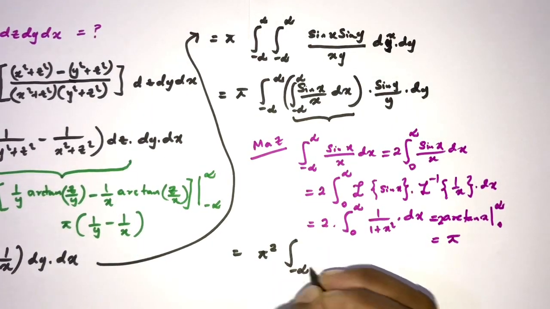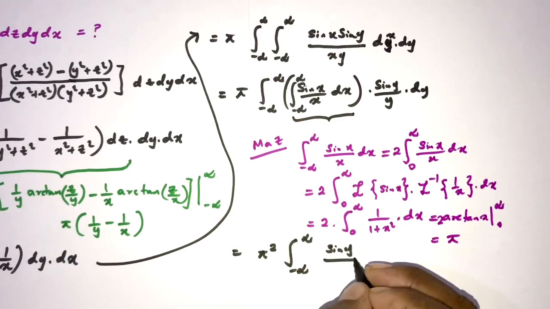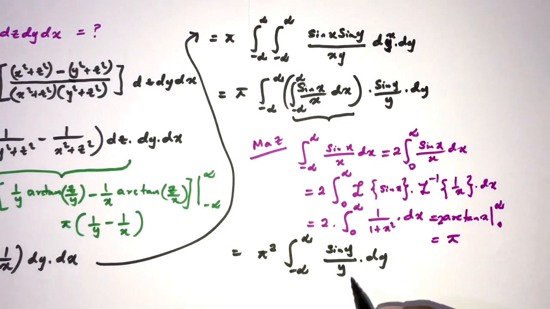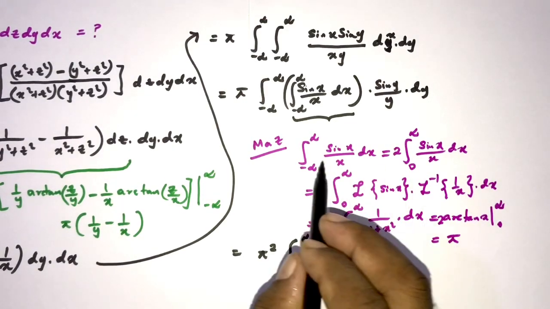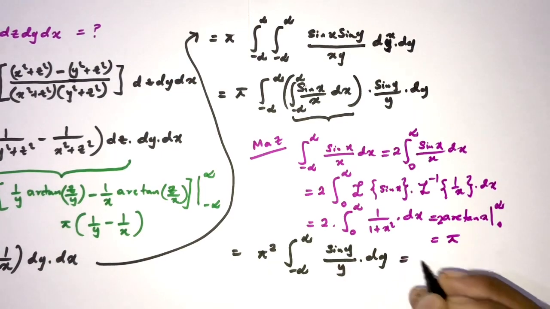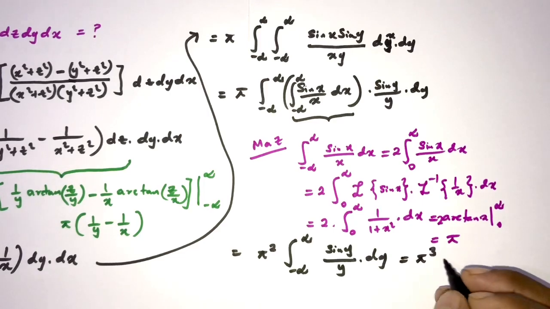Now here integral from minus infinity to infinity of sine of y over y dy. Okay, sine of y over y, same integral, so we know the answer is pi, so here pi square times pi, the final answer is pi cube. Okay, this is the answer.